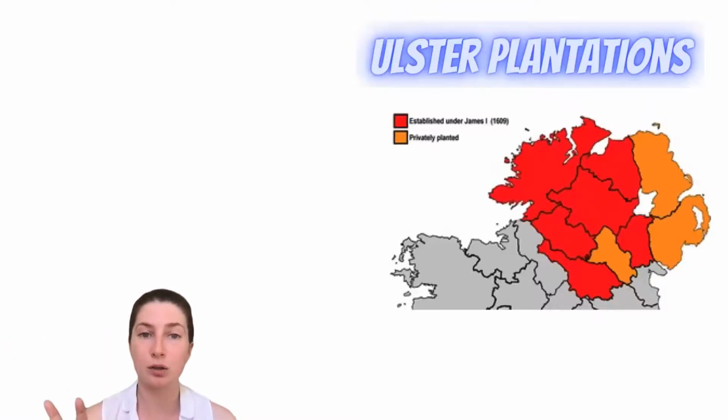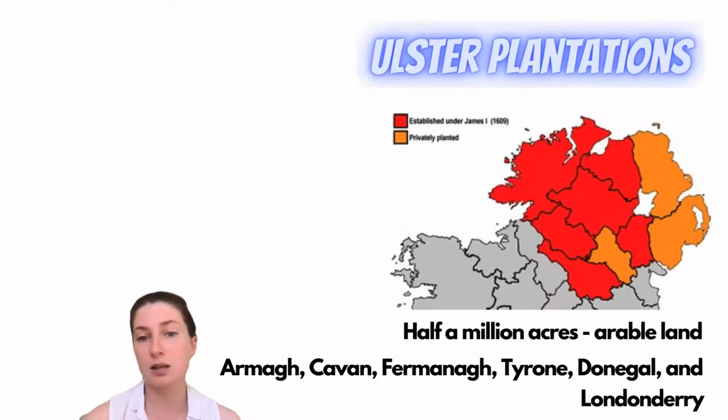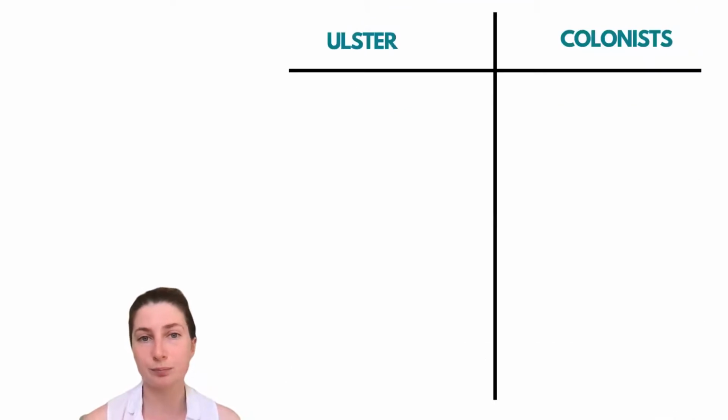From the map, you can see all the red areas were established by James, and the orange areas were privately planted by English noblemen. 500,000 acres of arable land was planted, and these are a number of different names you can learn and memorize to use as an example. Remember, to get grade 9, it's really about using those very precise, specific examples.